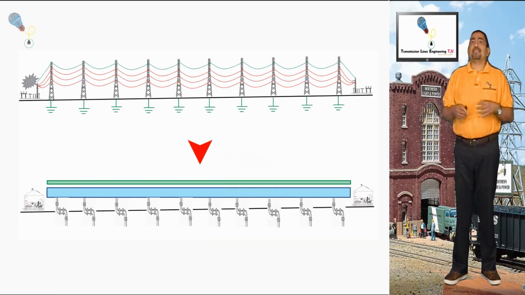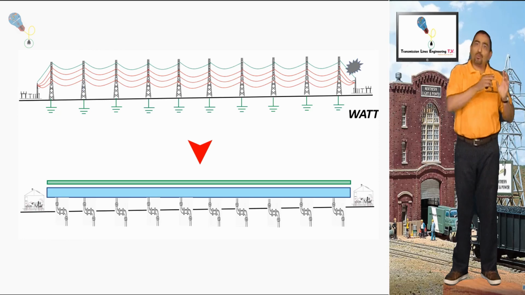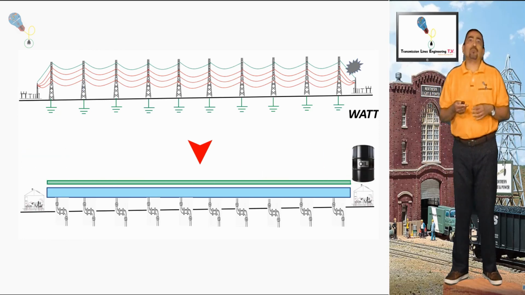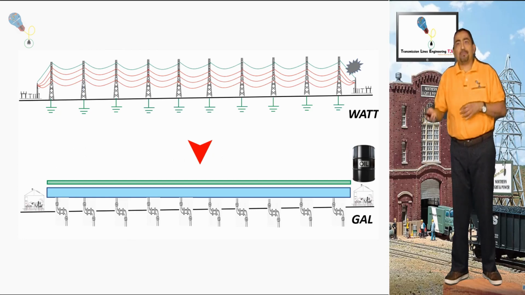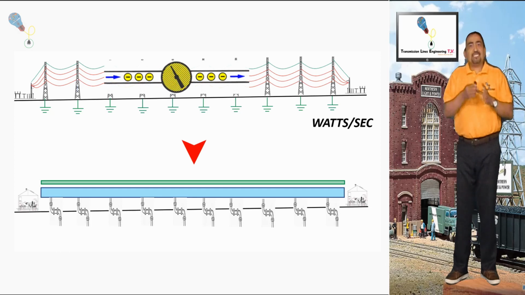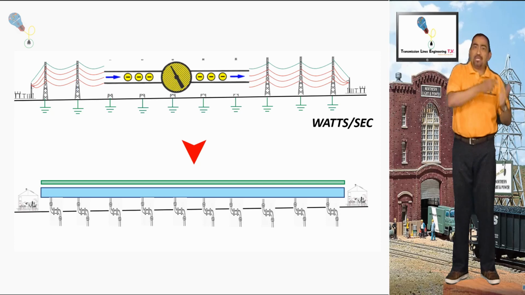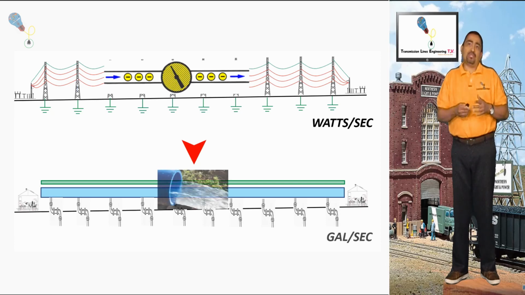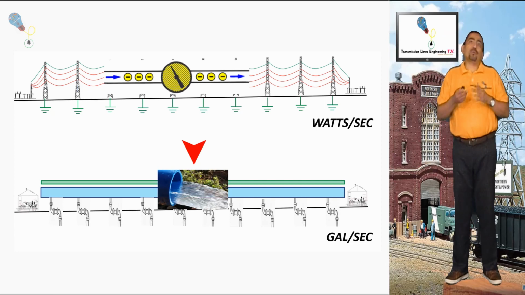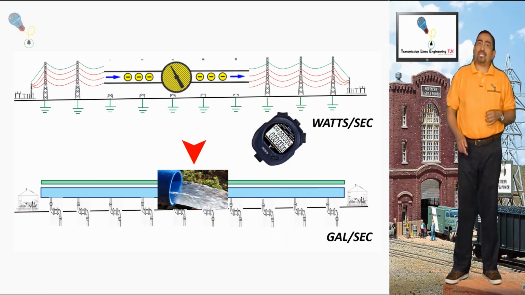Number 7, the amount of energy to be transmitted in watts is equivalent to the amount of oil product which will be transported throughout the pipeline. Number 8, amperes or amps, is the watts flow which will be transmitted in a time unit, which means watts per second, and it is equivalent to the flow transmitted in the pipeline in gallons per second.